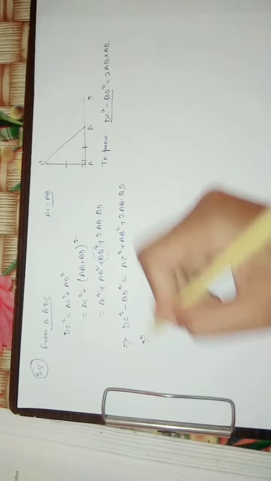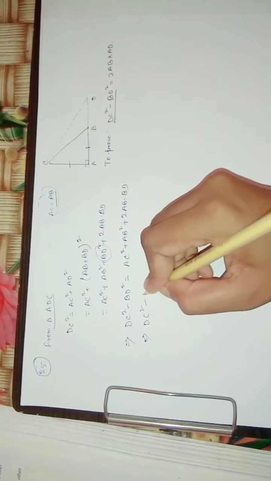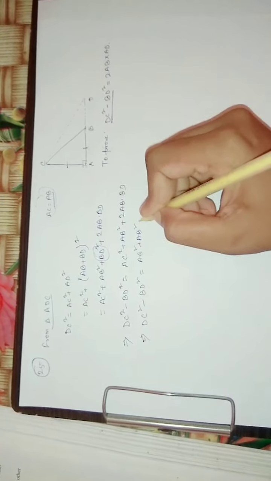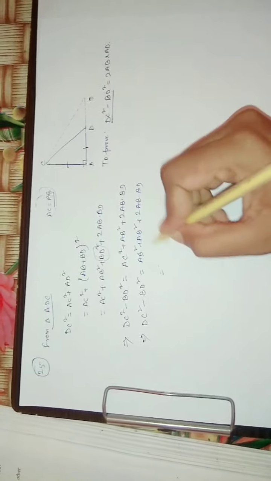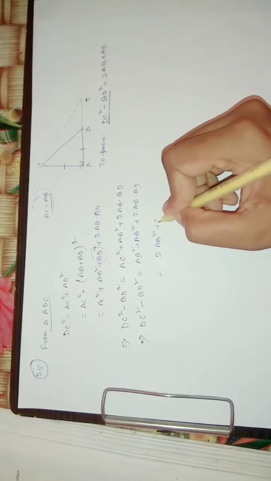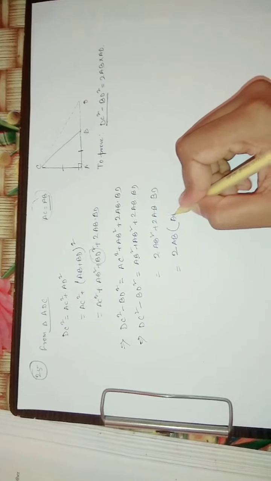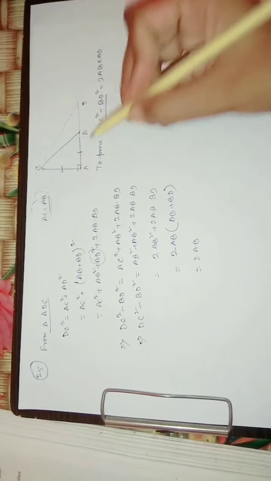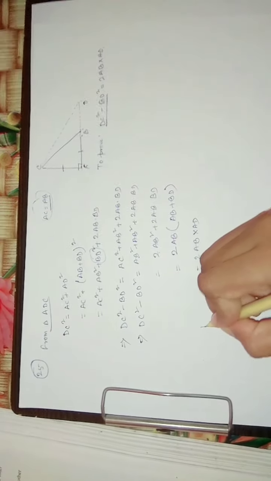Now AC square, already given AC is equal to AB. So we can write AC as AB. Now AB square plus AB square is 2AB square, plus 2AB dot BD. You can take 2AB as common. So taking it out, 2AB into (AB plus BD). Now look at the figure and tell me what is AB plus BD. AB plus BD is AD. So hence proved.